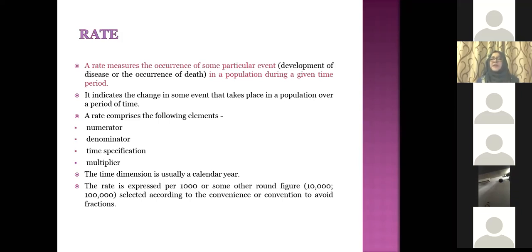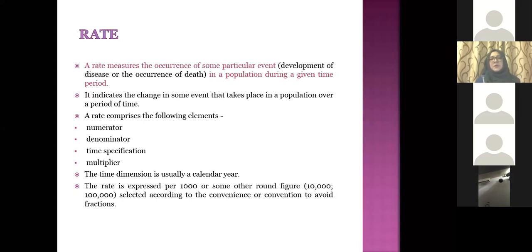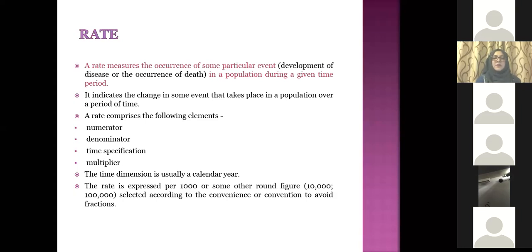And rate comprises the following elements. You have a numerator, a denominator, a time specification, and a multiplier. Either you take 1,000 or 100, it is up to the beholder. The time dimension is usually a calendar year. And the rate is expressed per 1,000 or some other 10,000 or 100,000, selected according to convenience or convention to avoid fractions. So the multiplier is according to the beholder.